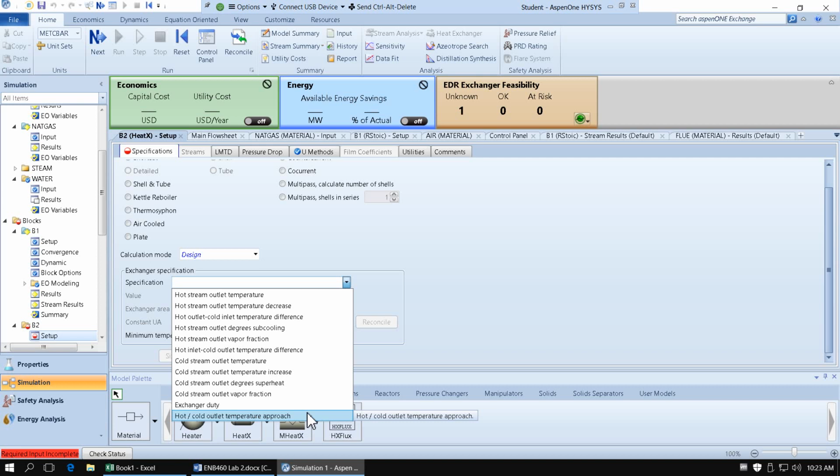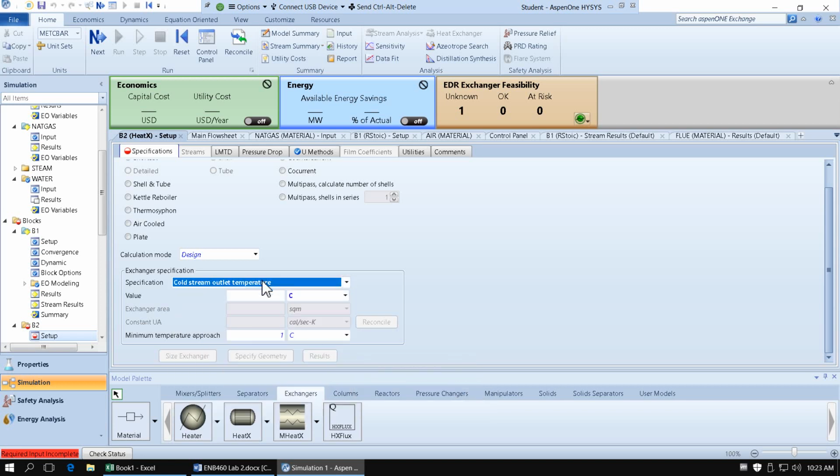But for now, we need to generate saturated steam at 202.83 degrees Celsius. So that's going to be cold stream outlet temperature of 202.83. And in case that's not clear, our cold stream, as you can remember, is water. And this water will be boiled in the heat exchanger by raising it to 202.83 degrees Celsius. That's the temperature of the saturated steam we want to generate.